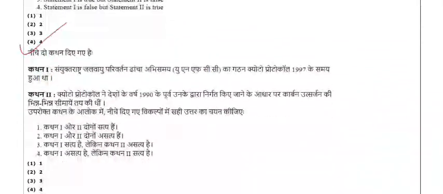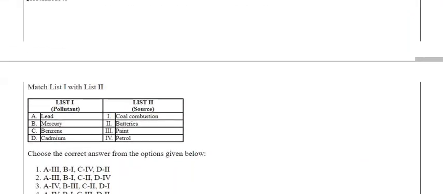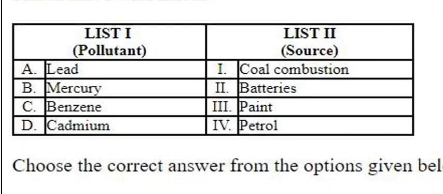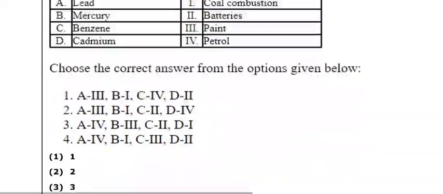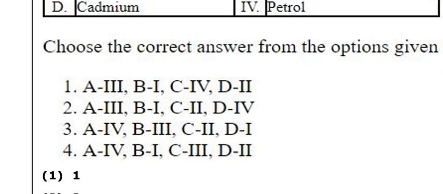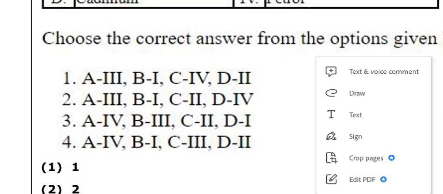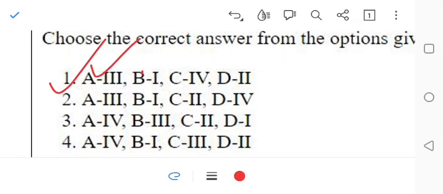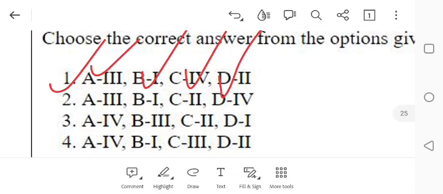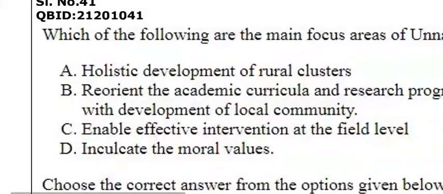4. Number 40 says we have two lists. In list 1 we have pollutant, in list 2 we have source. Lead, mercury, benzene, cadmium. List 2 source: coal, ambition, batteries, paint, petrol. These are the options. 40. Correct option will be A. That means A will be related to 3, B1, C4, D2. Next is 41.